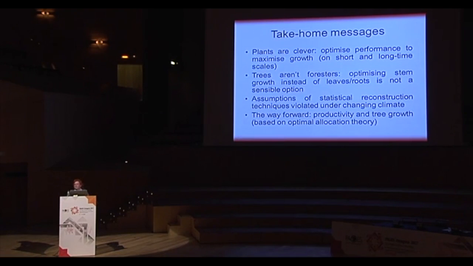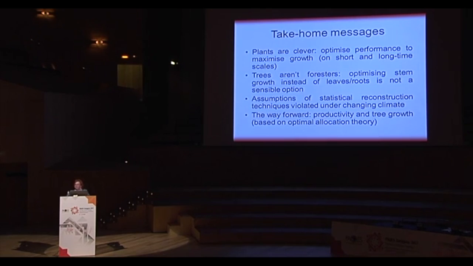The first one is that plants are clever. They optimize their performance to maximize their growth. And when I say growth, I mean overall growth, not just stem growth, but the total carbon that they're taking up and growing with. The second thing is that trees are not foresters. They do not think like foresters. Foresters want to optimize stem growth, but trees want to optimize total growth. And if it's necessary to put more mass into the roots in order to get more nutrients or to take up more water, they will do that at the expense of stem growth.